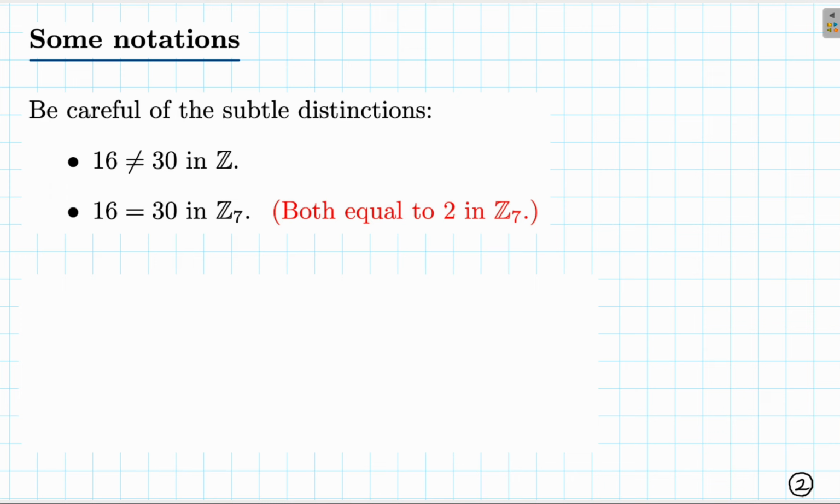Here's a subtle yet important distinction. Let's think about 16 and 30. When we view them in Z, in other words, when we view them as integers, then 16 and 30 are certainly different integers. So in Z, they are unequal to each other. However, when we view them in Z7, and when we reduce them in Z7, they both reduce to 2, as we saw in the classwork, and therefore we say that 16 and 30 are equal to each other in Z7.